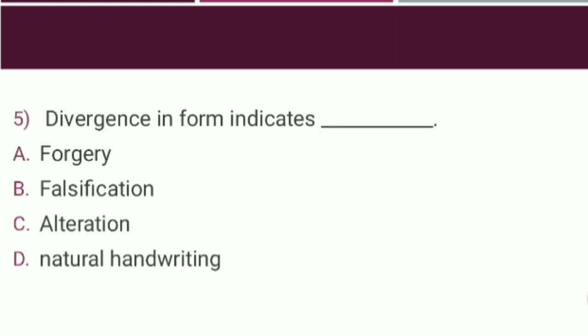Number 5. Divergence in form indicates blank. So what is the missing word? A, forgery. B, falsification. C, alteration. Or letter D, natural handwriting.